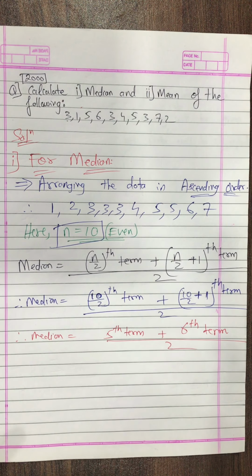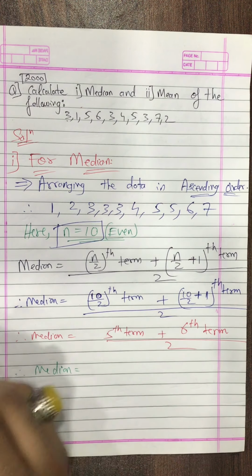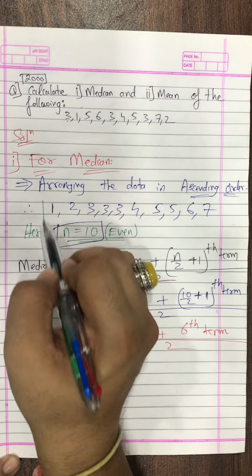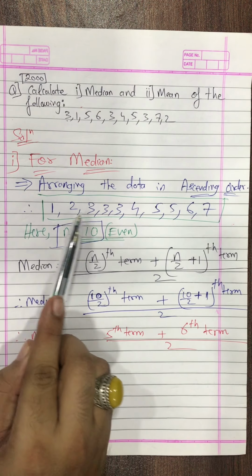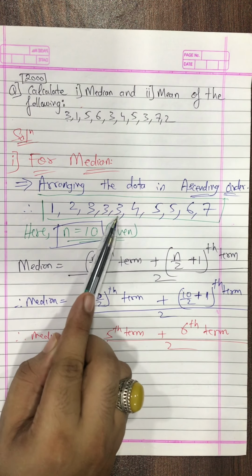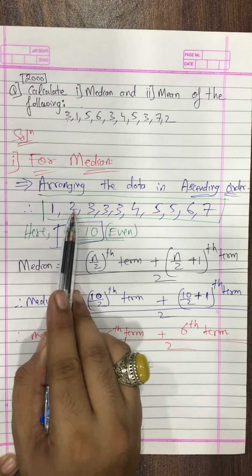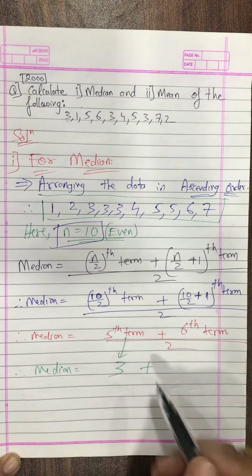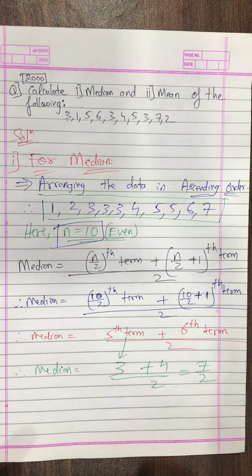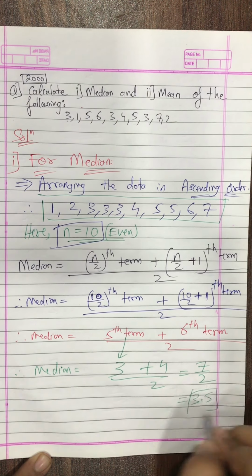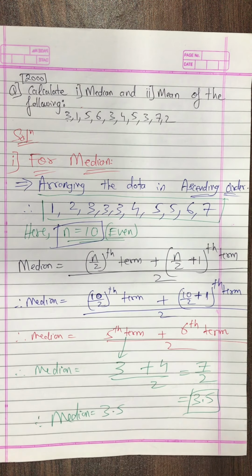Now, the 5th term. Let's start counting. Please, all of you, see here. This is my data arranged in ascending order. 5th term: 1, 2, 3, 4, 5. At the 5th term, 3 is here. So my 5th term is 3. Plus, now the 6th term: 1, 2, 3, 4, 5, 6. It's 4. So 4 plus 3 is 7, whole upon 2. 7 upon 2, students, is what? 3.5.